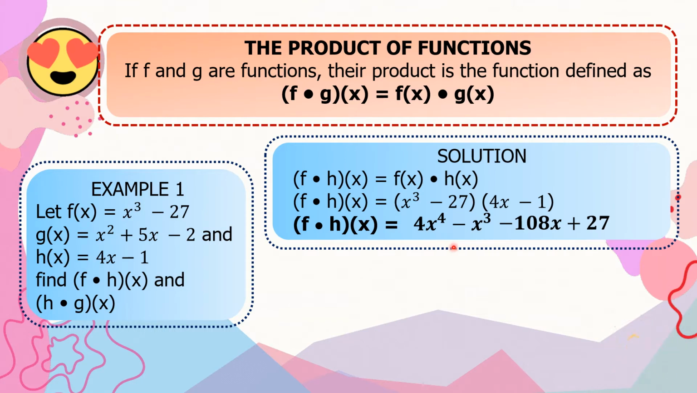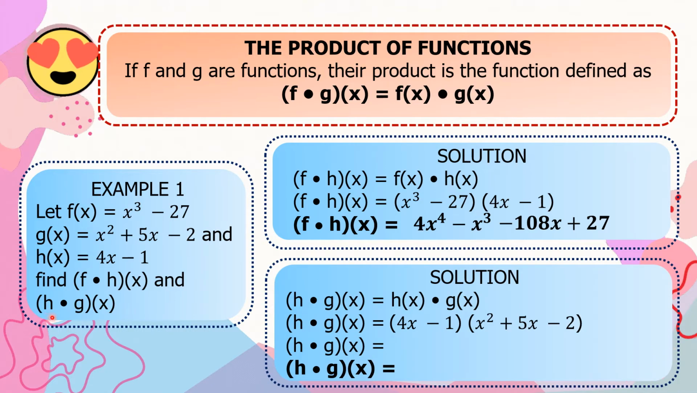Ngayon, tignan natin muna kung may similar terms. Pag may similar terms, kailangan natin siyang i-simplify. I-combine natin yung similar terms. Pero as you can see, wala tayong similar terms. Pag sinabing similar terms, pareho yung kanyang variable at exponent. So, walang similar terms. So, this is now our answer. So, f times h of x is equal to 4x to the 4th minus x cubed minus 108x plus 27.